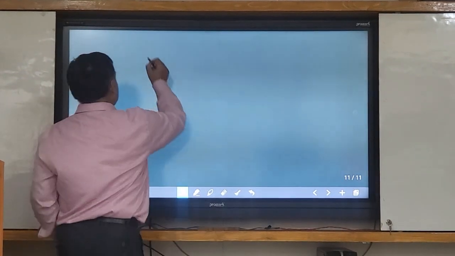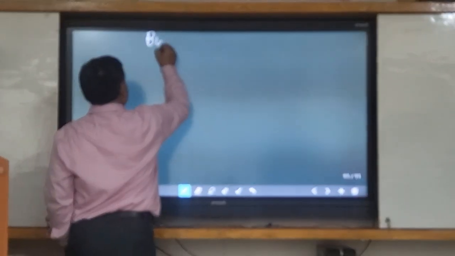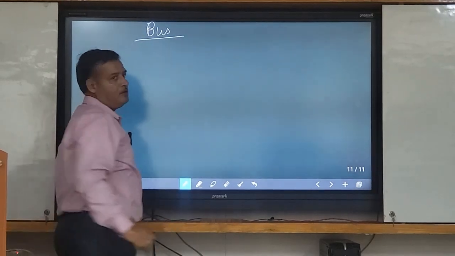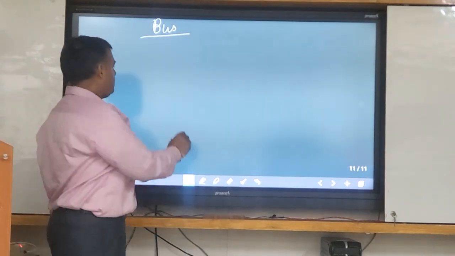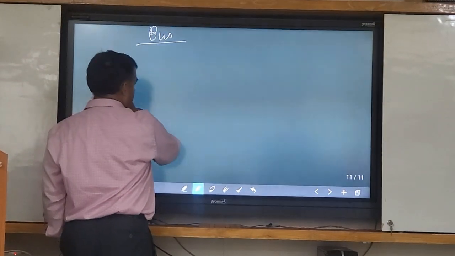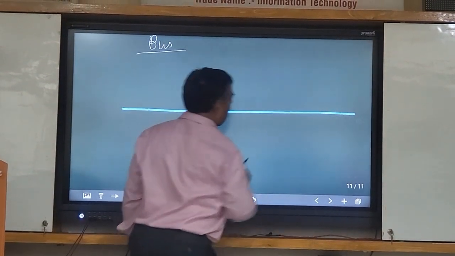Now we have the bus topology, which is the most important type of topology. This type of bus topology enjoys a similar common path.